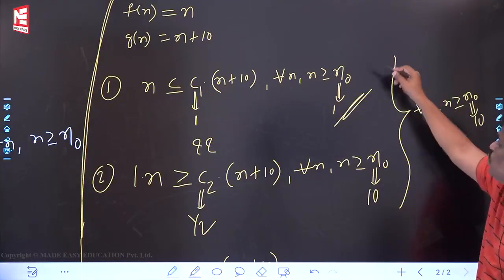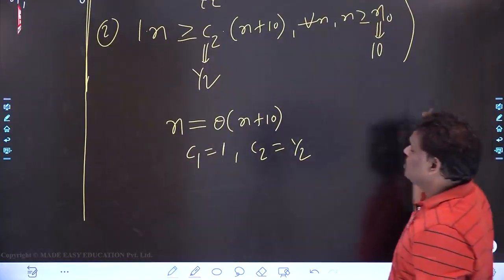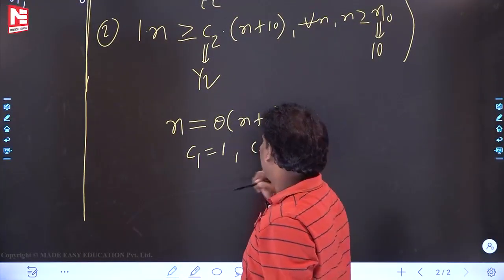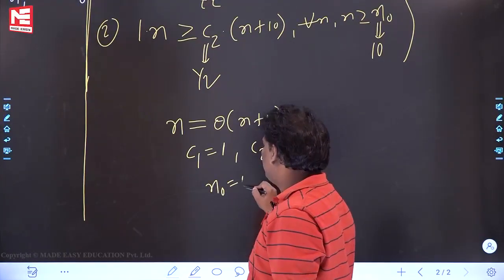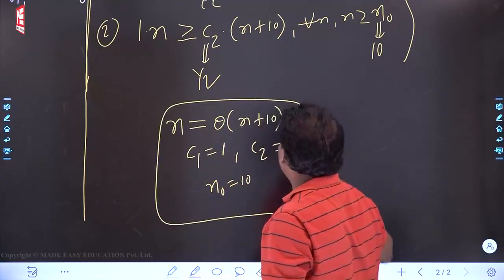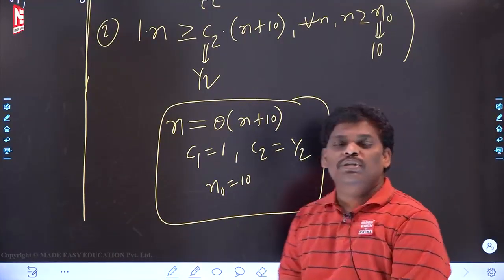I think from 10 onwards both will pass, right? Let me write now. C1 value, big O is possible; C2 value, 1 by 2, omega is possible. What is the n0? 10 onwards. Then I can say theta. This is the theta. Between the two, theta is possible.